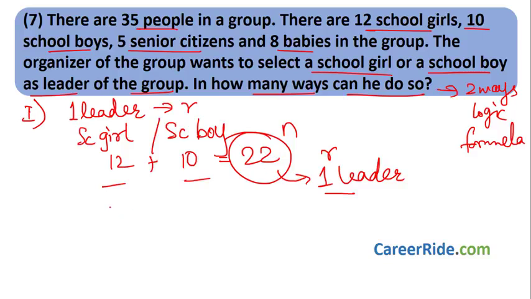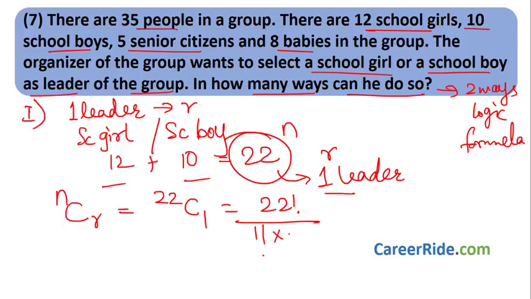Since we have to select, what will we do? Selection means C. We have to select R things from N things. That is 22 C 1, 22 factorial upon 1 factorial into 22 minus 1, which is 21 factorial. That would be 22, right?